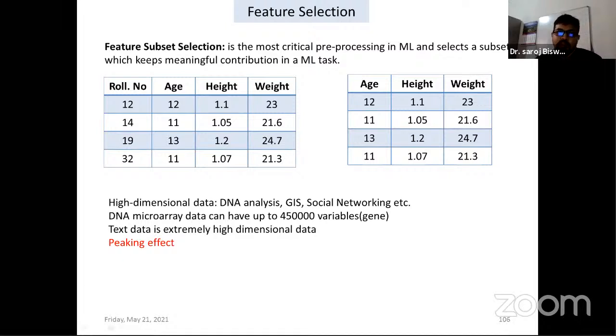So if we do feature selection, then the chances of this phenomenon will reduce somehow, because there won't be a peaking effect, because we are reducing which one? The features from the data set. So for this reason, feature selection has to be done.